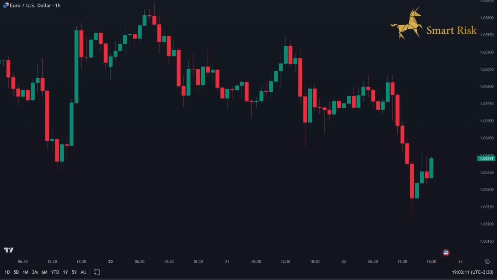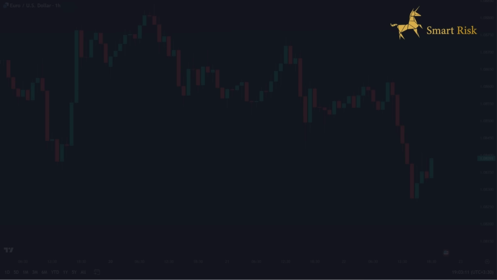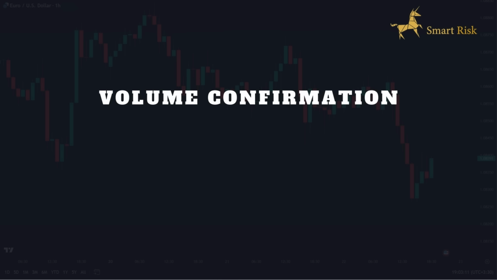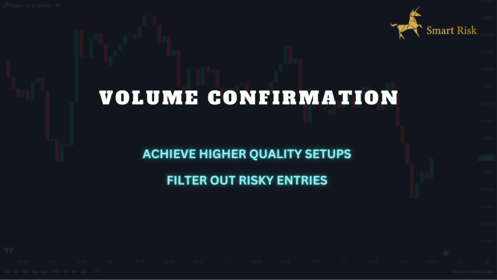Welcome back, traders. So, let's get started. Confirmation plays a crucial role in executing winning trades, and we're always looking for additional confirmations in our trades. We don't solely rely on volume strategies for executing trades. However, we can use them to achieve higher quality setups, as they help us to filter out risky entries by adding extra confirmation to trading strategies.